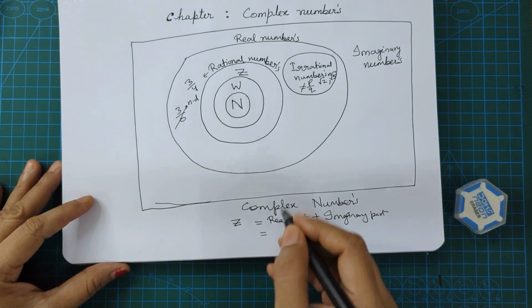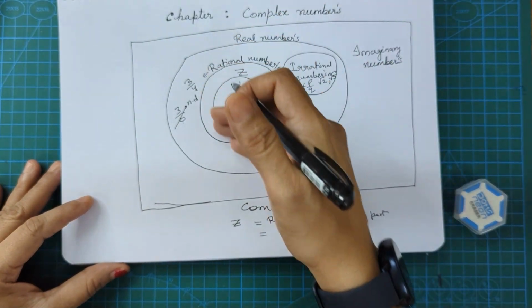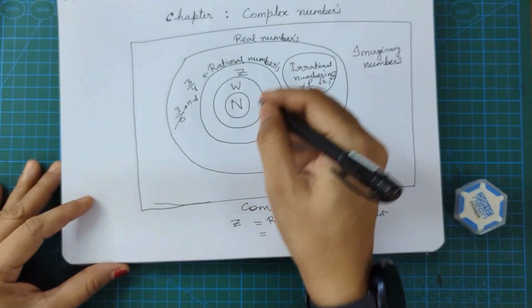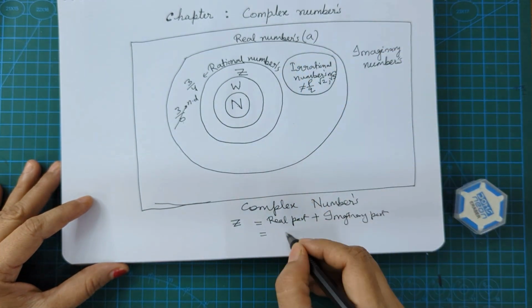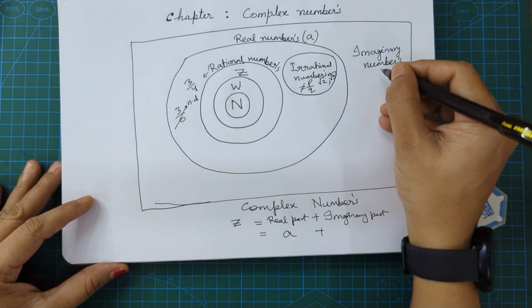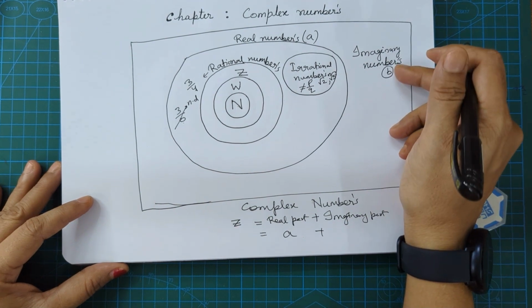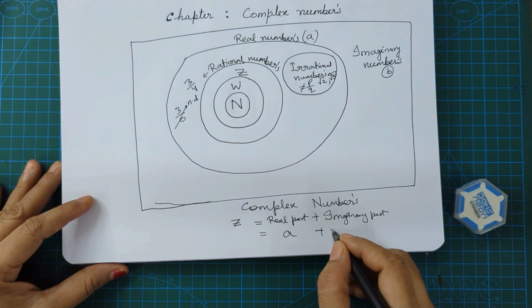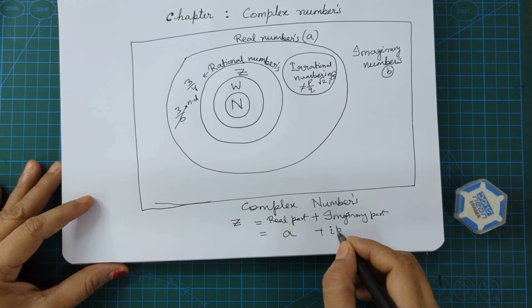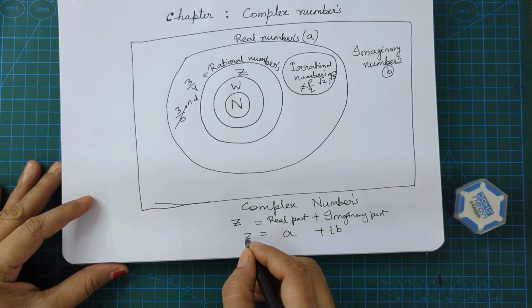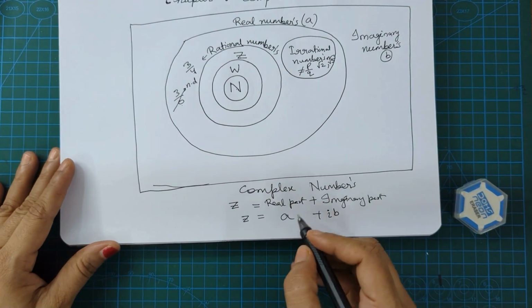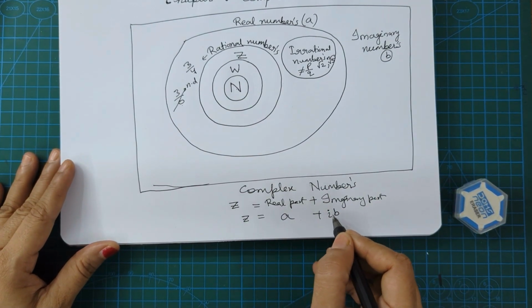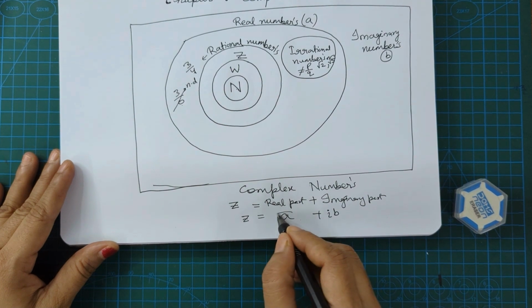Real part is any of these kinds of numbers. So we can take any of these numbers as some A, and the imaginary part is some B. But this part is imaginary. So to this we will attach an i symbol, just to tell that i is for imaginary, an iota of thought, times B.